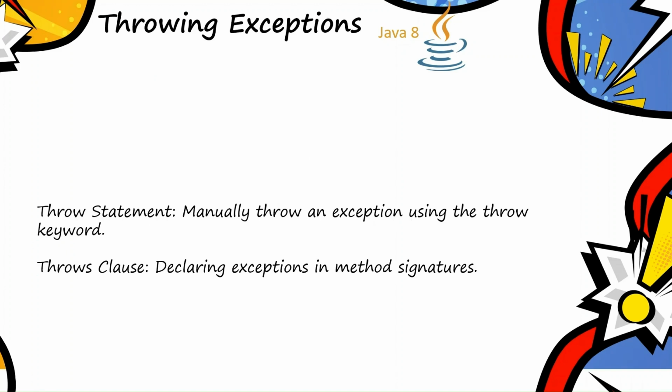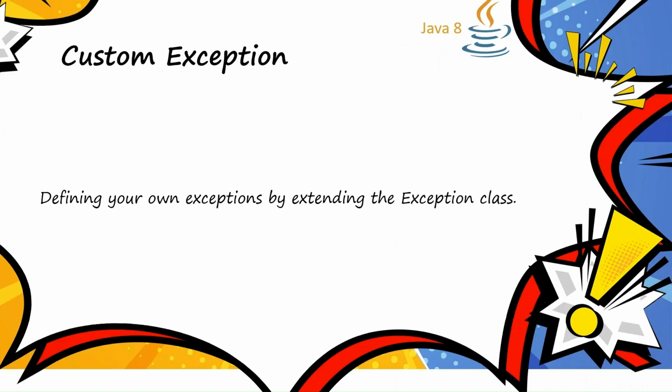Throwing exceptions: the throw statement and the throws clause. You use the throw statement when you manually throw an exception using the throw keyword. You use the throws clause when you want to declare exceptions in the method signature using the throws keyword. Custom exceptions: you can create your own exceptions by extending the Exception class.